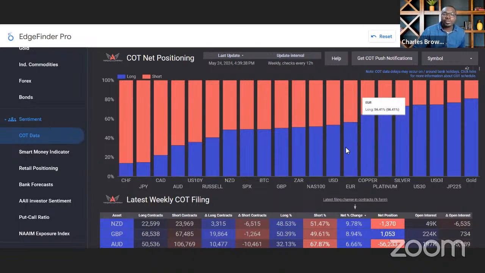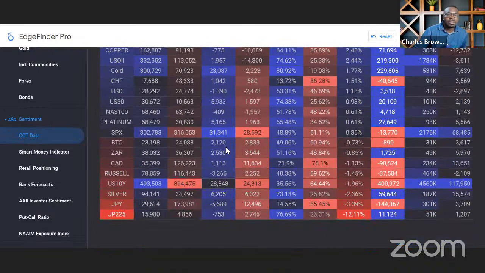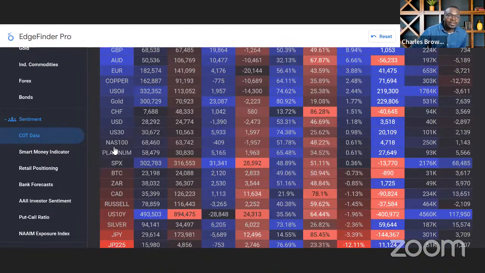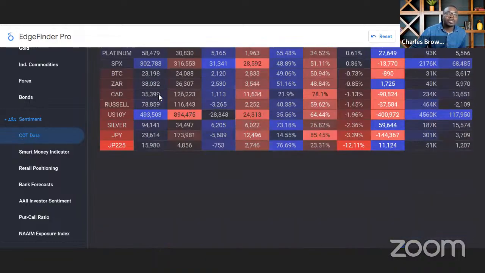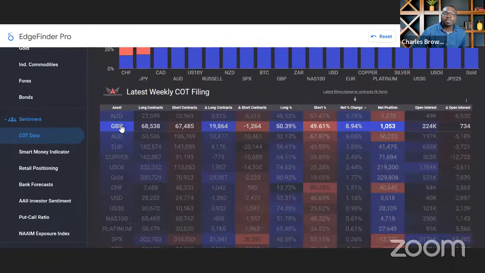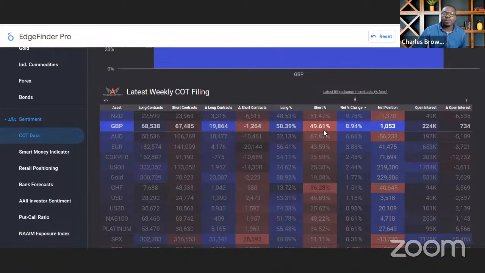So what you want to do now is look at other things. What are the other things? First, you want to look at the position of each of them, like British pounds. What is going on here? We can see that on the British pounds, 50% is long and 49% is short, which is like equal. For me, the little change we've seen is that price has moved up 8%, which is good.